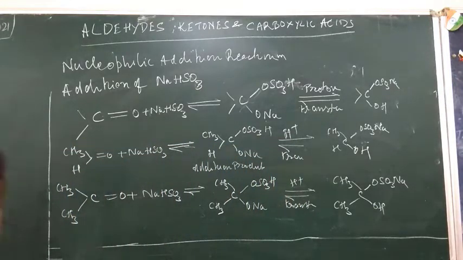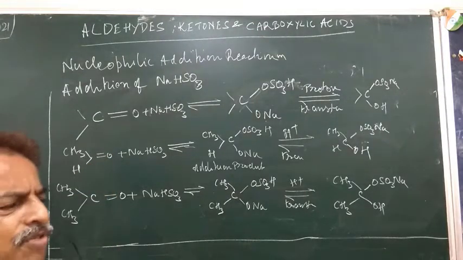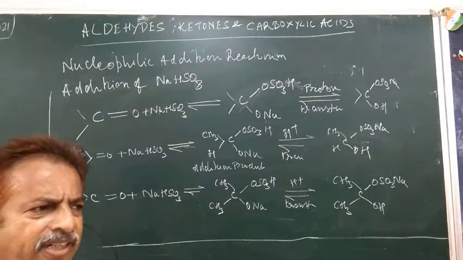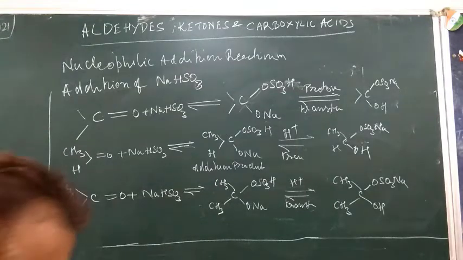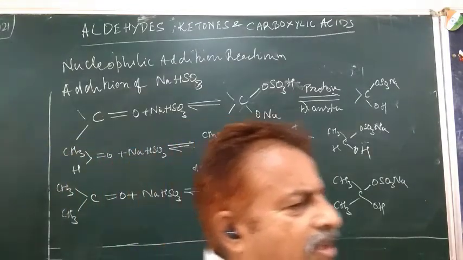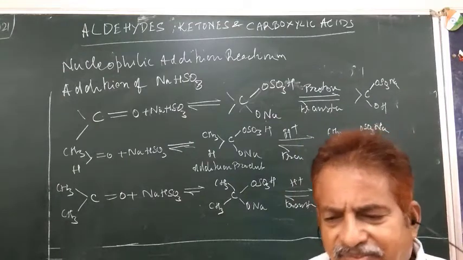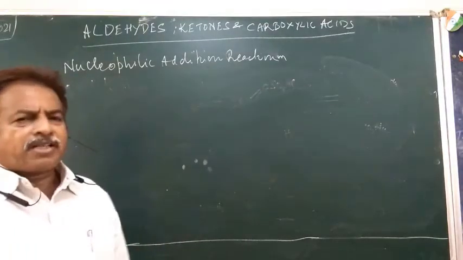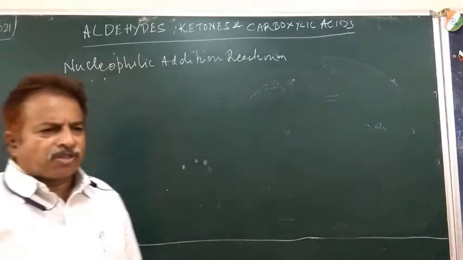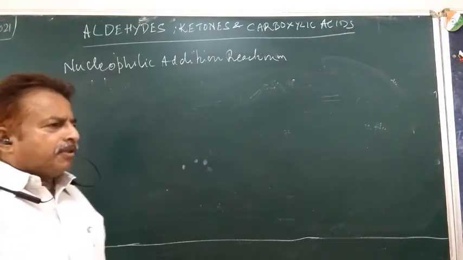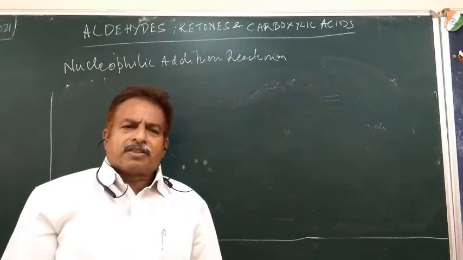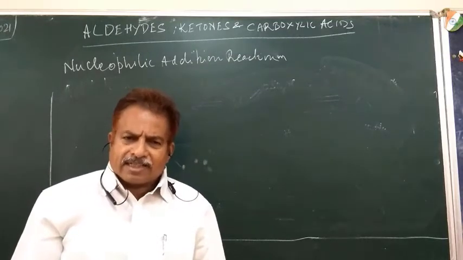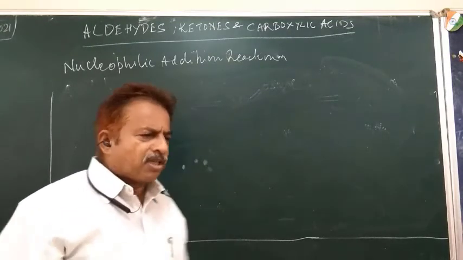Addition products of aldehydes and ketones with sodium bisulfite are crystalline solids. Therefore, they can be separated easily. Addition of bisulfite to carbonyl compounds is a reversible reaction. Therefore, by treating the addition product with mineral acids or alkalis, we can get back the original substance.